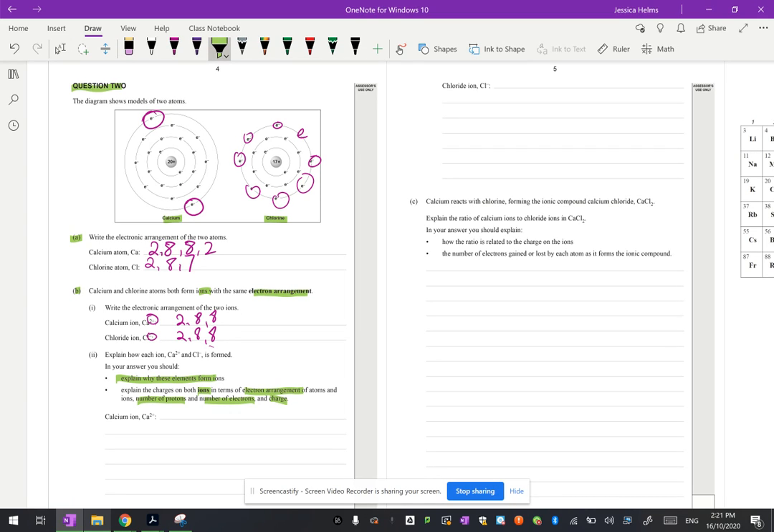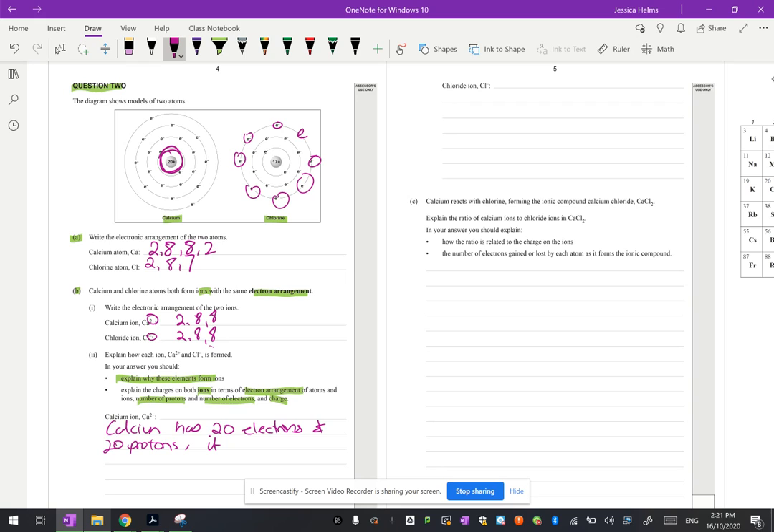So now, if we look at calcium first of all, we know that calcium has 20 electrons and 20 protons. So it actually shows you in the middle here, 20 plus, so that means 20 protons.